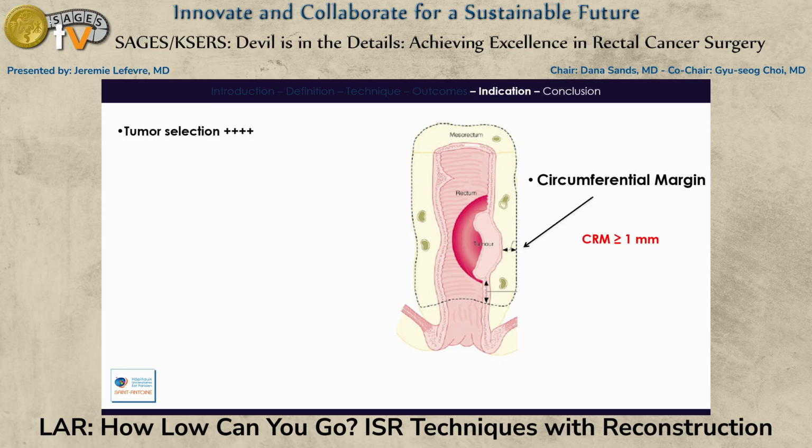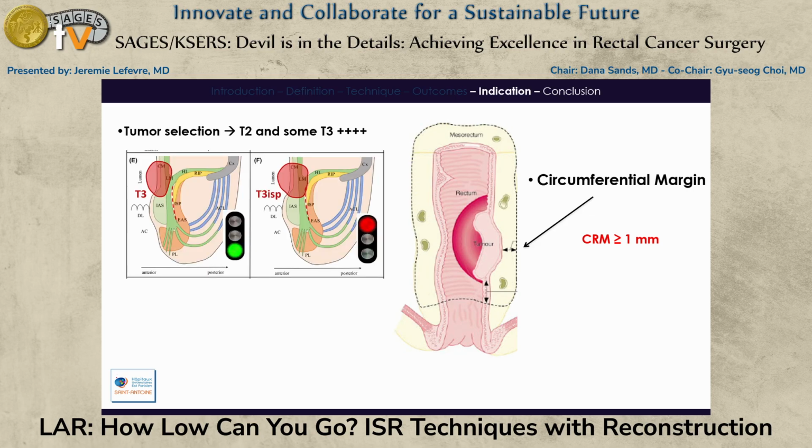But you also need to look at the circumferential margin. So it's not only the position of the tumor in the canal, but also laterally, and you want to have more than 1 millimeter of CRM. For instance, a T3 tumor can be a good candidate for an intersphincteric resection if the intersphincteric plane is free. And that's why in the Delphi, we proposed to include a more accurate TNM with T3 ISP, which means that the tumor invades the intersphincteric plane. So it's a contraindication to an intersphincteric resection.